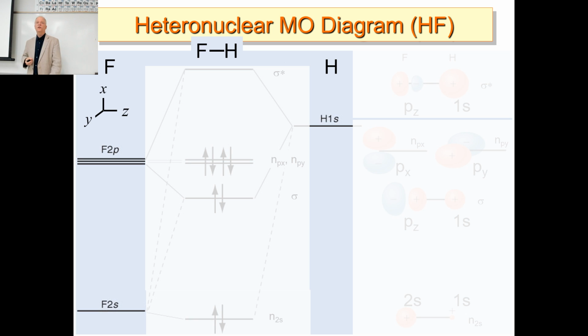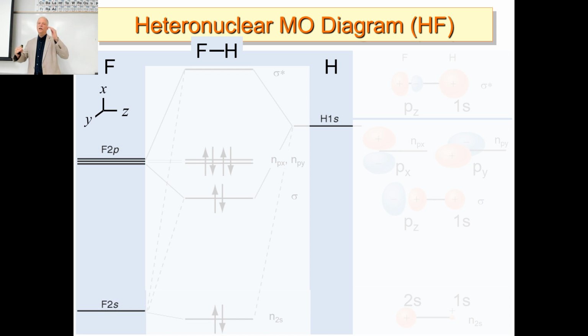So the fluorine has the 2s, and again, the bonding only takes place with the valence orbitals, so we don't worry about the 1s on the fluorine. So just the 2s and the 2p. So we have the 2s orbital on fluorine, we have the 2p orbitals on fluorine. And they're going to bond with that valence orbital on the other atom, and in this case it's hydrogen 1s.